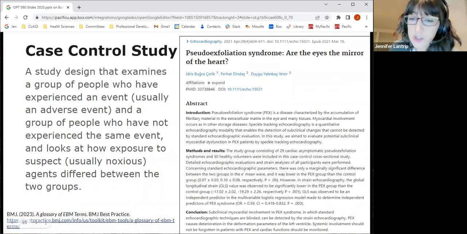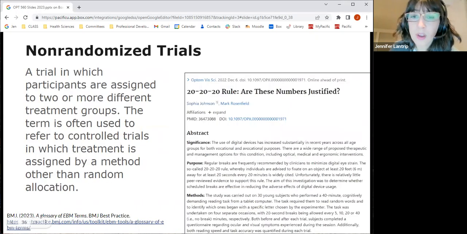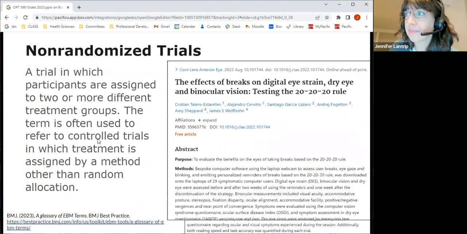We already mentioned case control studies. These study designs look at how past exposure or lack of exposure to an agent relates to the difference in patient-important outcomes between these two groups. So this is starting back in time with the exposure or lack of exposure and then looking forward in time to patient outcomes. Non-randomized trials are when the treatment was assigned by a method other than random allocation.